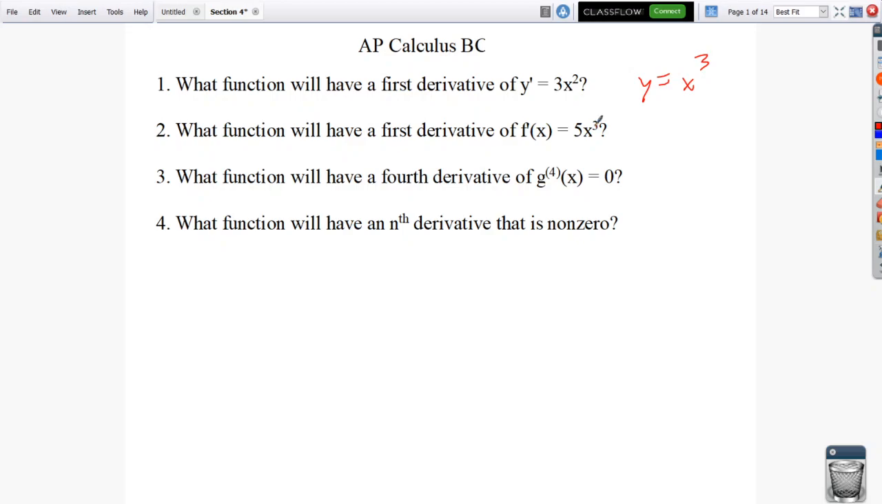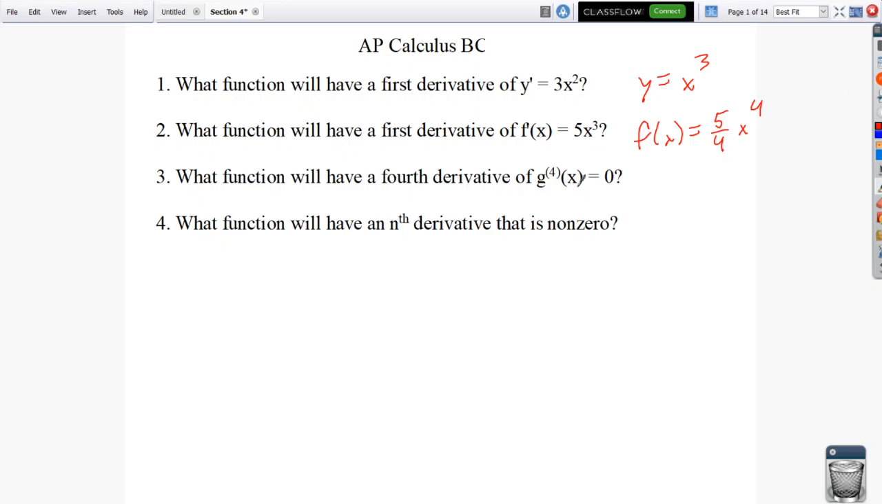Like here, I know that I'm going to differentiate down from 4 to get a 3. So when I write down f of x, I'm going to want to divide off that 4 before I undifferentiate here. So 5/4 x to the 4th is going to give me a derivative of 5x to the 3rd.